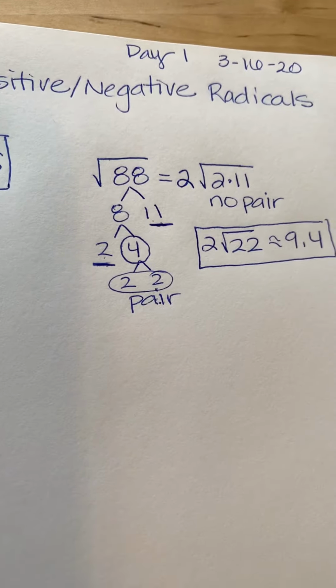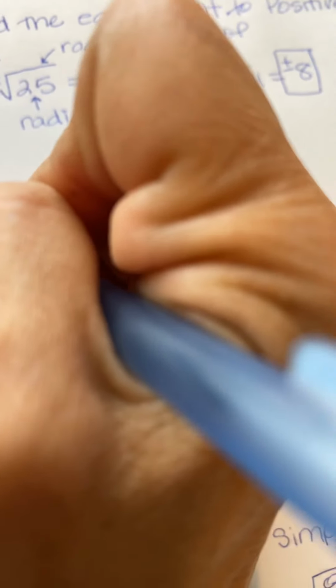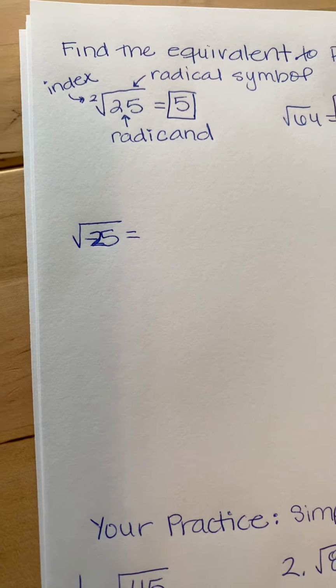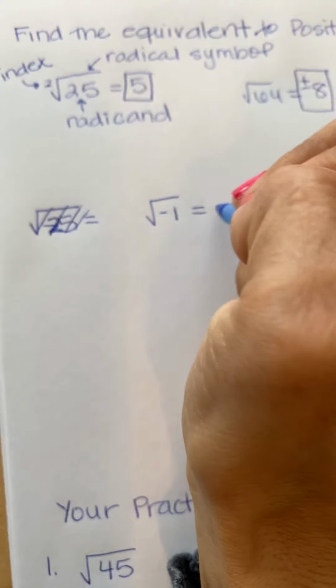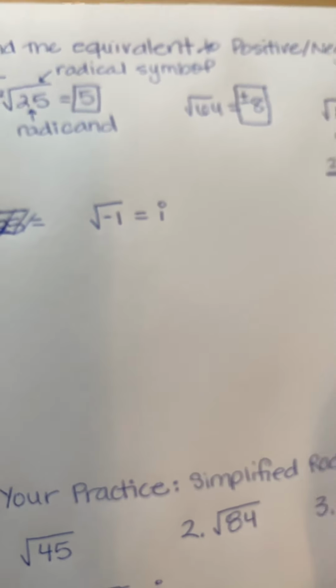All right, if we were to make these same numbers a negative radicand, so negative 25, right? You guys, it went out of focus. I'll rewrite that. Okay, hopefully you recall that the square root of negative 1 is i, your imaginary number.